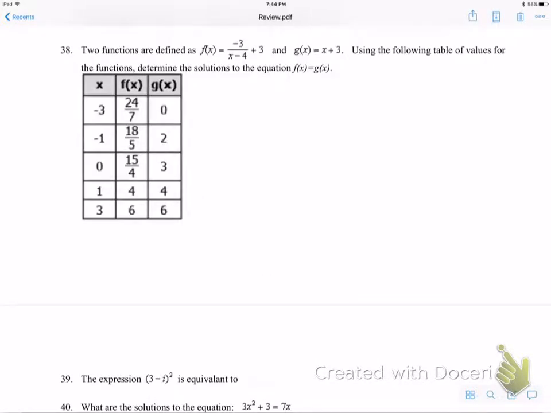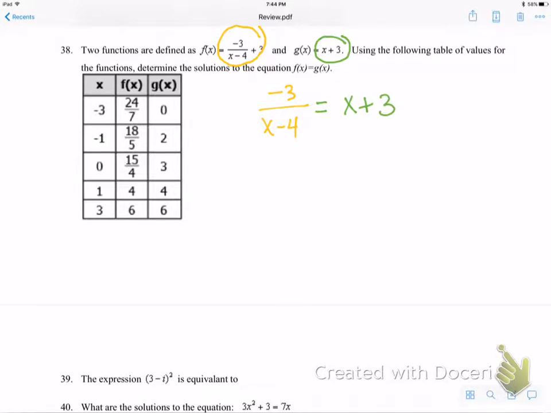For number 38, we've got two functions, and it's asking us to use a table of values to figure out the solutions for the equation f of x equals g of x. F of x is all of this. So I'm going to replace f of x in this equation with all of that. And g of x is this. So I'm going to say negative 3 divided by x plus 4 equals x plus 3. Now I can solve this equation.